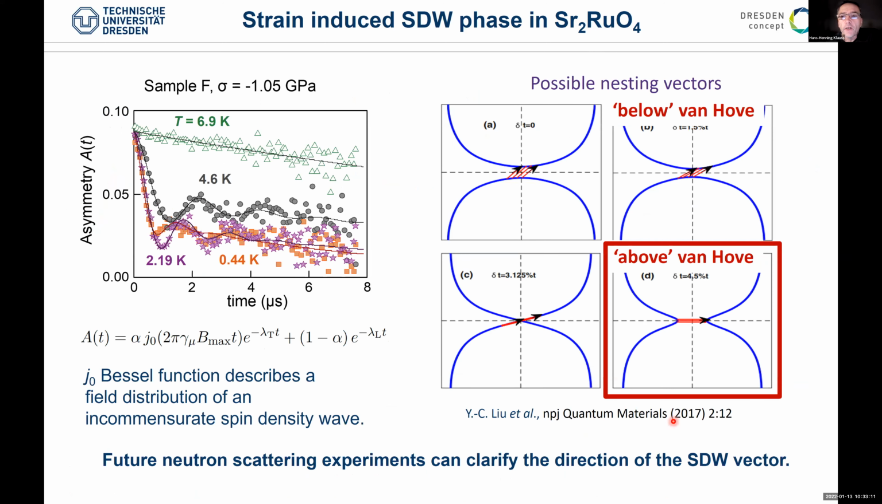So there were already predictions that one can see, of course, Fermi surface nesting, in particular close to the Van Hove singularity. And basically, this is probably the case which we observe, and we have not seen the proposed spin density wave order below the Van Hove singularity.